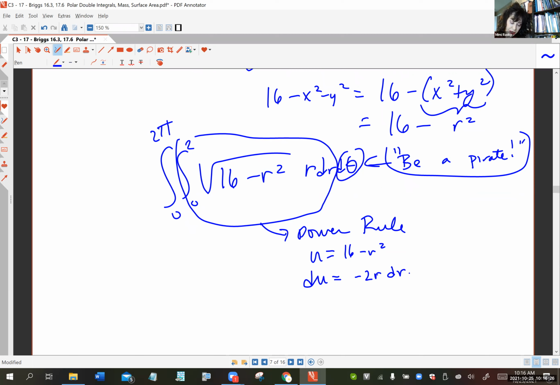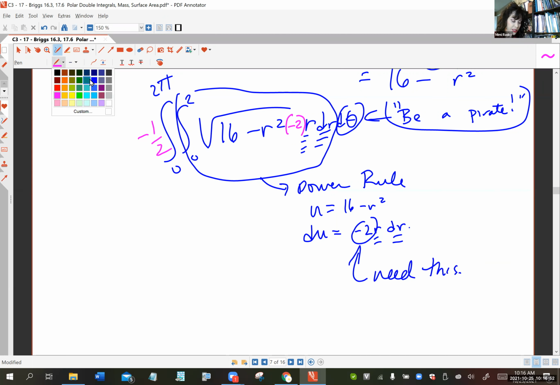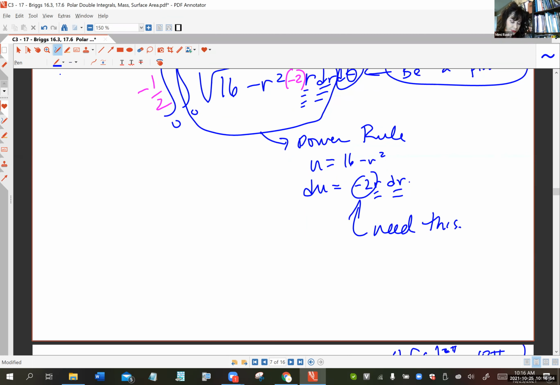Now, good news and bad news. r and dr exist here in the integrand, which is great. So the only thing that my du is missing is a -2. So I need this -2 in there. So what I'm going to want to see you do is put a -2 in there, provided you multiply the front of the integral by the reciprocal of -2, which is -1/2. And then I need you to do an intermediate step if you want full credit.